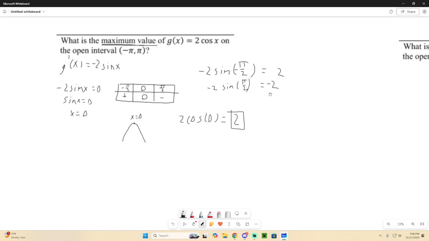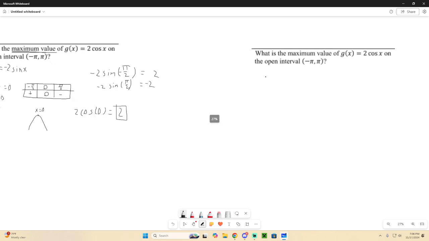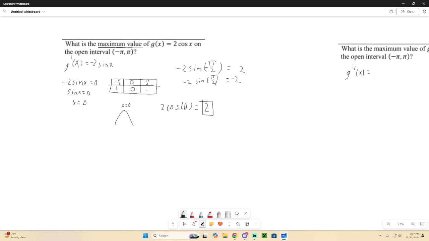The first part is the same. We find our critical point x equals 0. But now we're going to take the second derivative, and I'll show you why in a second. First, let's just take the second derivative. We have the derivative of negative 2 sine x. The derivative of sine is cosine, so we have negative 2 cosine x.